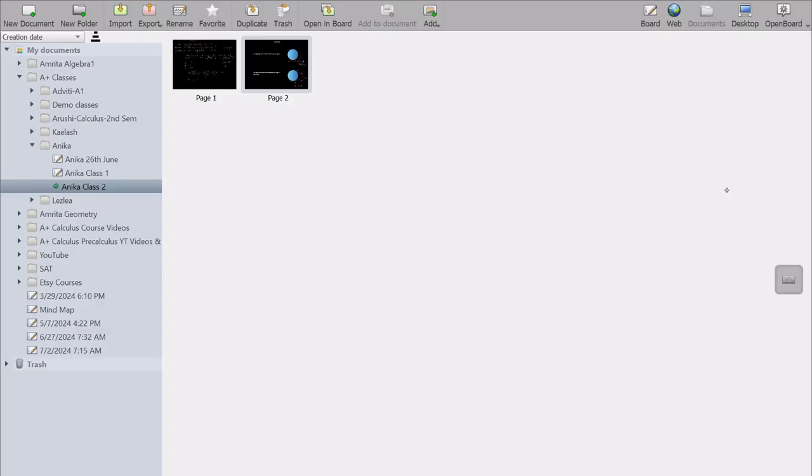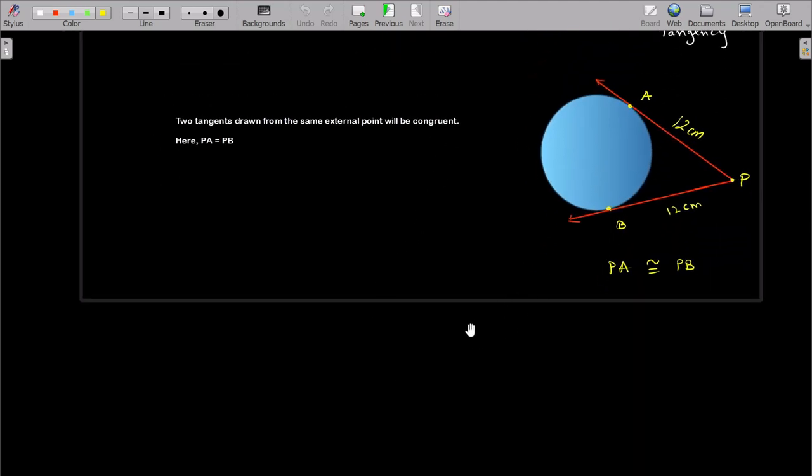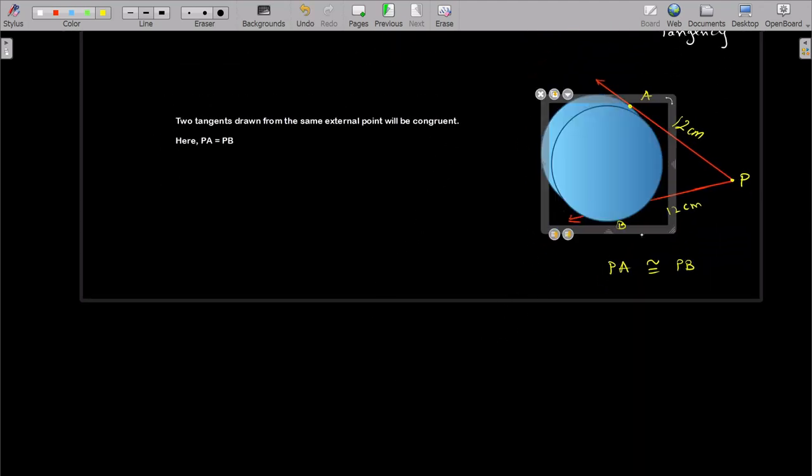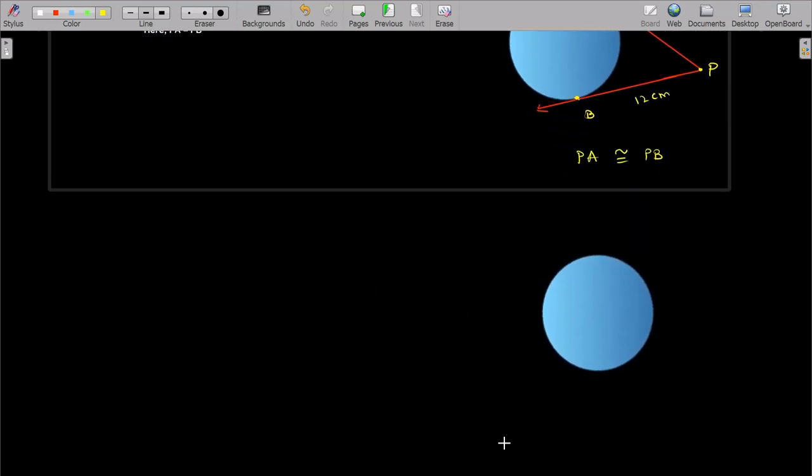Okay, so let's say that you have this circle, and we have these two tangents, and this is the center of the circle. Okay, and this is a line, this is the radius of the circle.